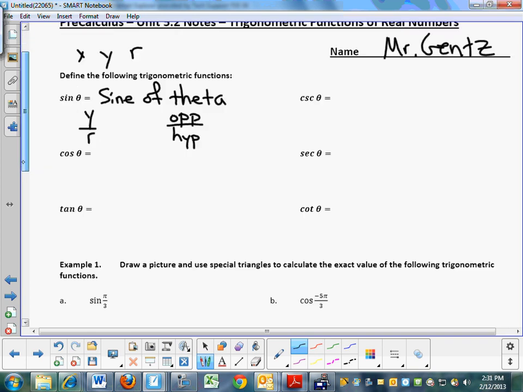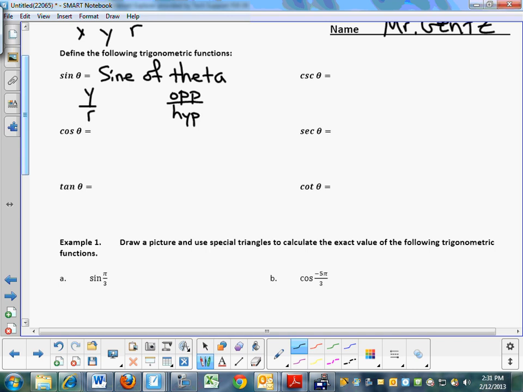That's boring. All right. Cosine. Cosine is x over r, or adjacent over hypotenuse. And I'll give you a graphic organizer with all this information later on after you pass this first test. Tangent is going to be y over x, or opposite over adjacent. And again, we're not worried about opposite or adjacent or hypotenuse today at all. We're just worried about y over r, x over r, and y over x.